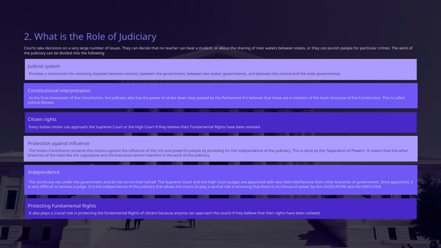Judges are appointed with minimal interference, and once they are appointed, it's very hard to remove them. This independence is vital because it enables the judiciary to check the powers of the legislature and the executive, preventing misuse of authority. Finally, the courts play a key role in protecting our fundamental rights. If anyone feels their rights have been violated, they can turn to the courts for help. This makes the judiciary a vital guardian of our freedoms and a cornerstone of our democracy.